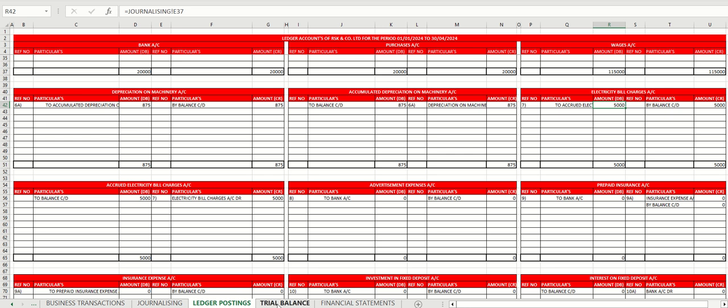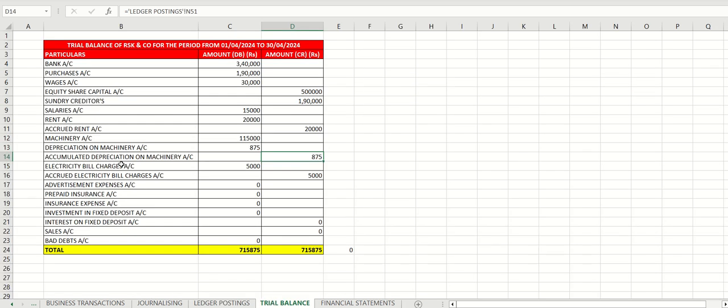Now let's move to the trial balance phase. What is this all about? Ensure that the balances which are being reflected or appearing in the ledger accounts are required to be updated in the trial balance. So the balances for electricity bill charges and accrued electricity bill charges are required to be updated in the trial balance. See here, electricity bill charges 5,000, accrued electricity bill charges 5,000. And the trial balance should get matched up, because as we have been following the double entry system of bookkeeping, there shouldn't be any discrepancy.